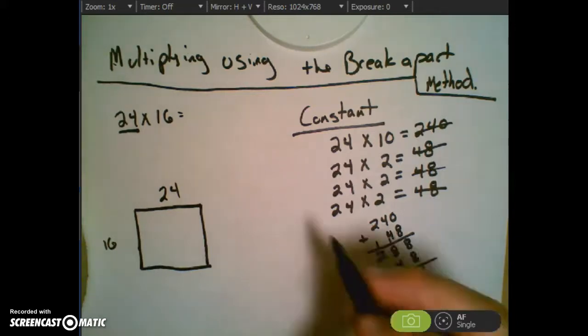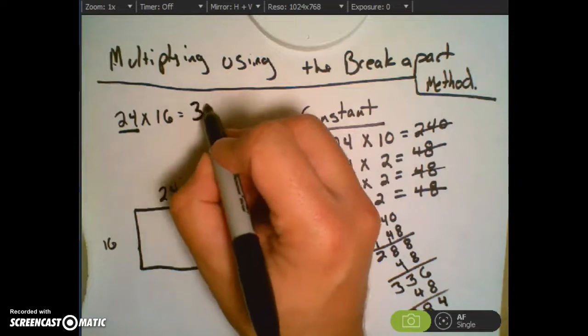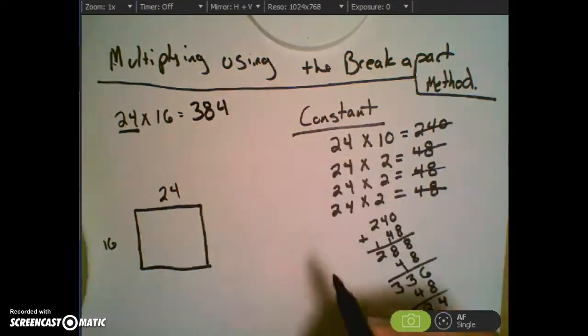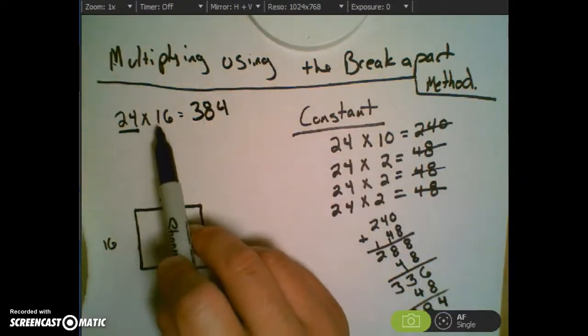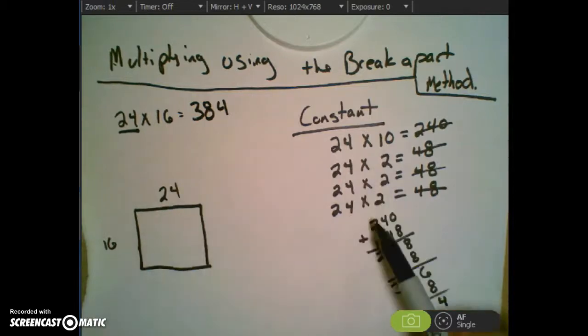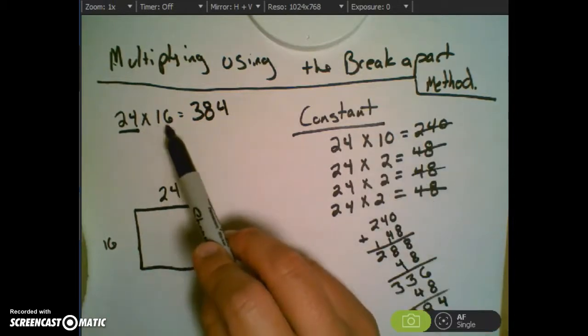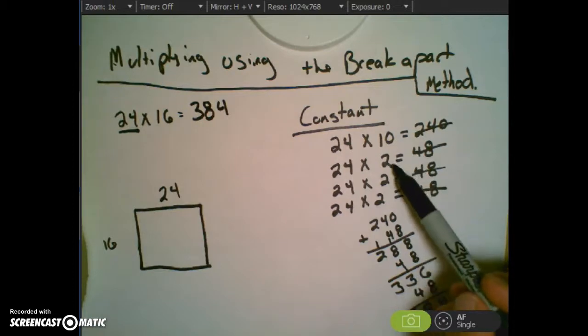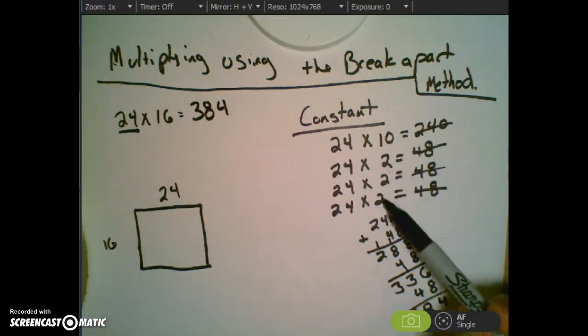So my final answer is 384. Essentially all you're doing is breaking apart this equation into 4 smaller equations. You can see that I broke the factor 16 into 10, 2, 2, and 2. So it's 10, 11, 12, 13, 14, 15, 16. I didn't actually change the numbers. All I did was break one number apart.